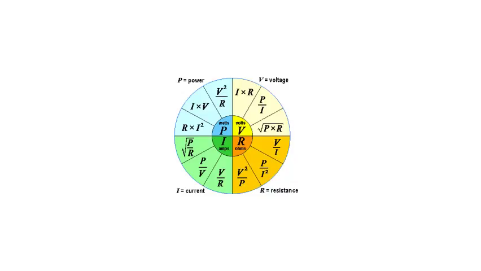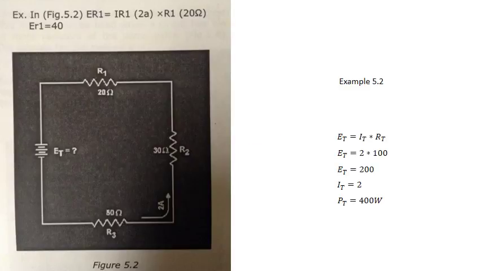When you want to solve for an unknown voltage value, just use the same formula, but use the current and resistance across that particular resistor. Example: in figure 5.2, ER1 equals IR1, which is 2A, times R1, which is 20 ohms. So ER1 equals 40.